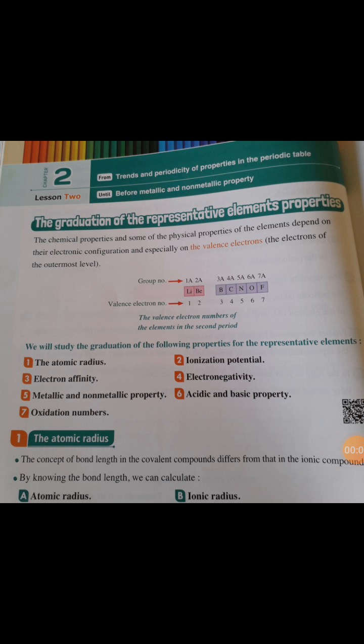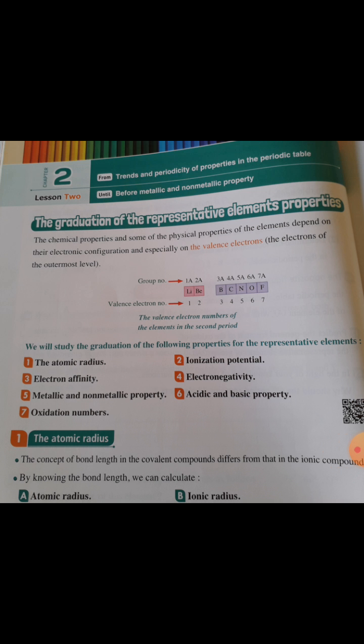Hello, Senior 2. Lesson 2 in Chapter 2 is talking about trends and periodicity of properties in the modern periodic table. Look here, we're going to study the graduation of the properties of the representative elements in the modern periodic table. We have 7 properties to study.